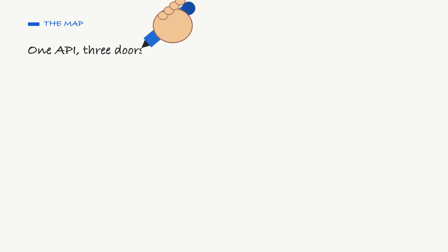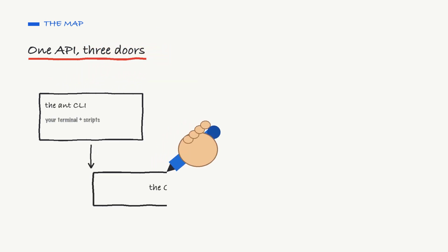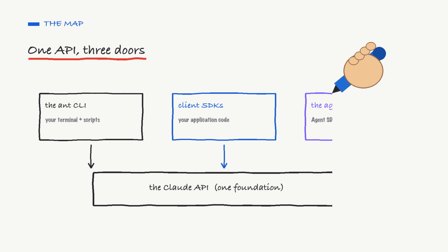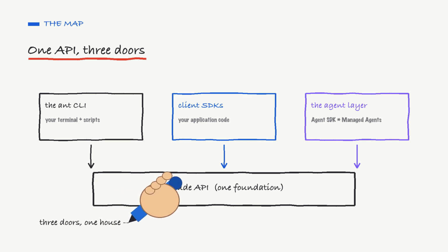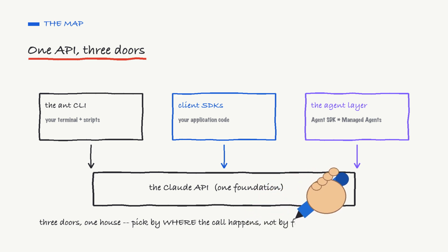Let's draw. Here's the picture that makes everything click. At the bottom, there is one thing: the Claude API, the messages endpoint. Everything else is a door into it. Door 1, the Ant CLI, for your terminal and your scripts. Door 2, the client SDKs, for your application code, 7 languages. Door 3, the agent layer, the agent SDK and managed agents, when you need a full agent loop with tools and a runtime. Same house, 3 doors. You pick by where the call happens: a shell, your app, or an autonomous agent.